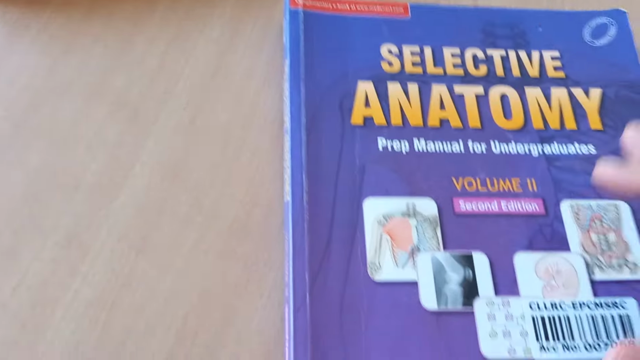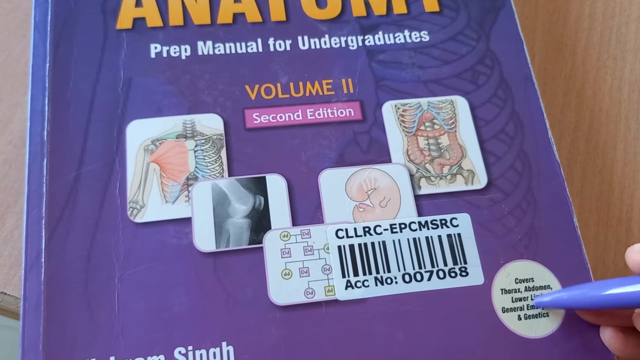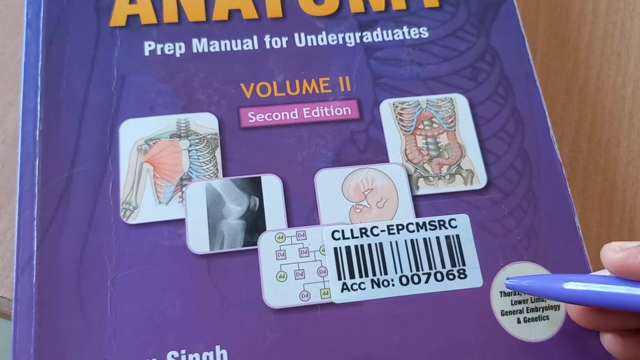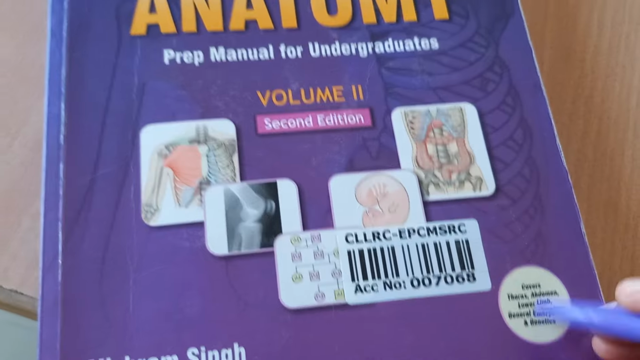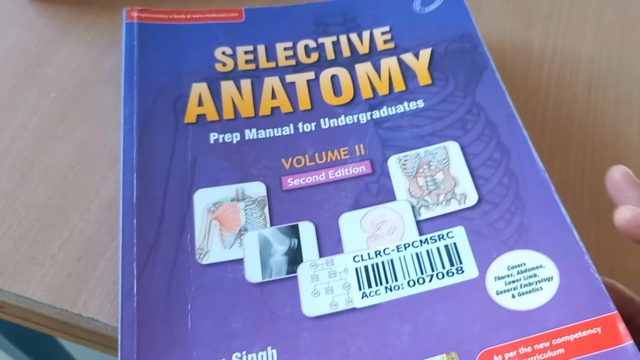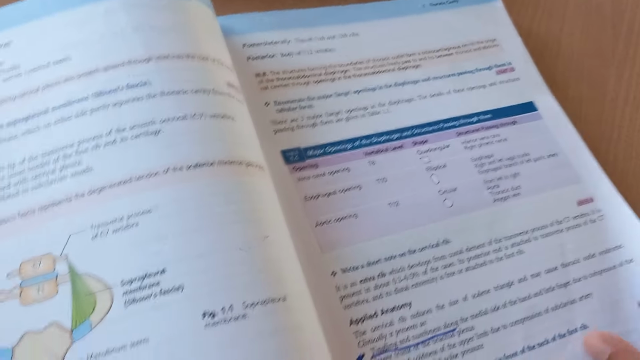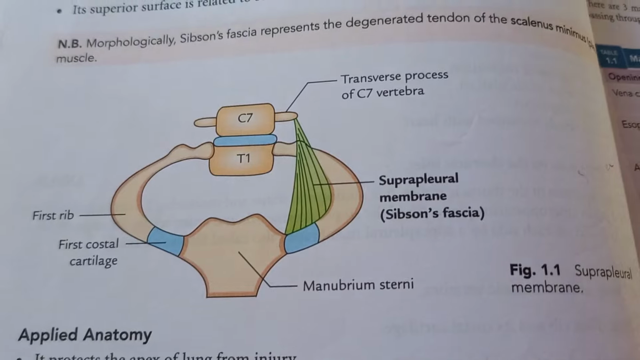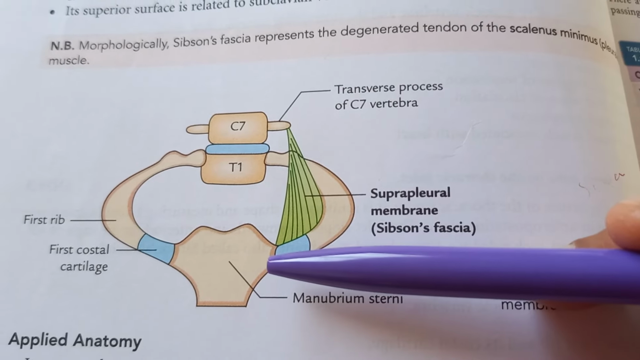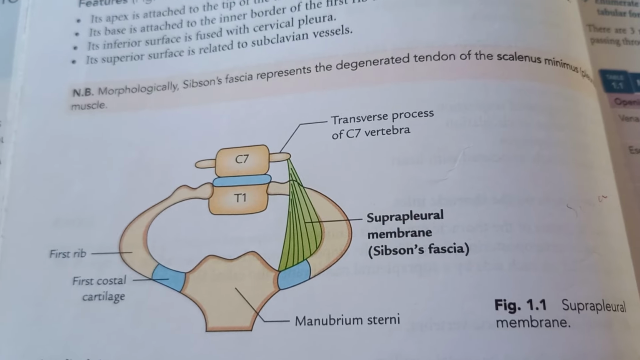Now let's look at volume 2. Volume 2 obviously will cover the abdomen and lower limb, and it's covering thorax also. Okay. So your heart, everything will come here. So similarly, let's look at this book. What do you think you're seeing here? This is the manubrium sterni. So that is that bone that you feel for the notch, right?